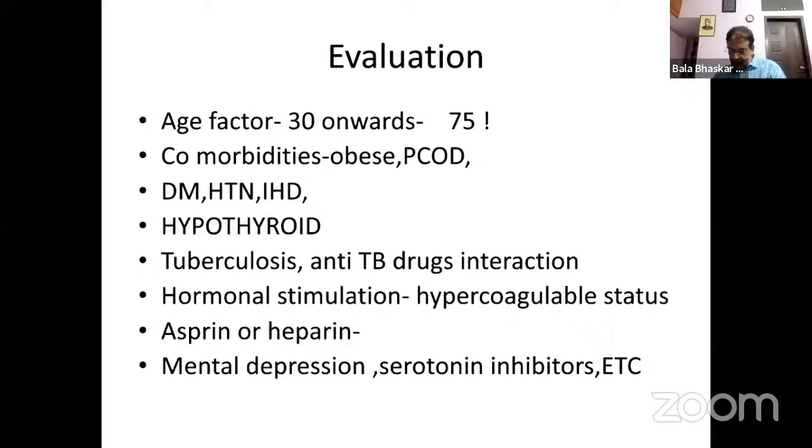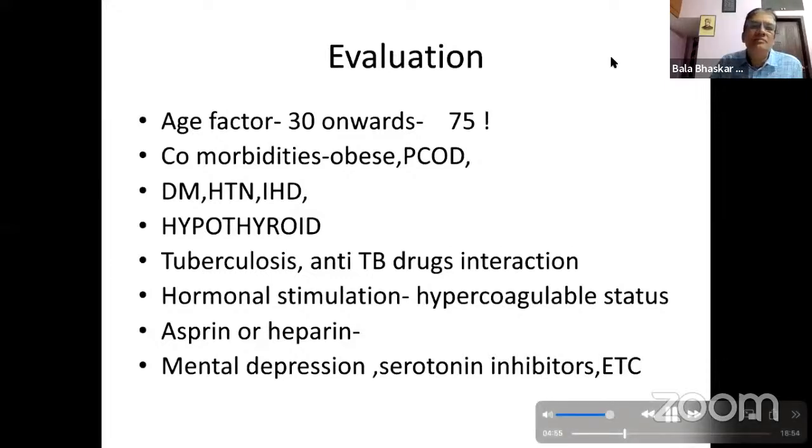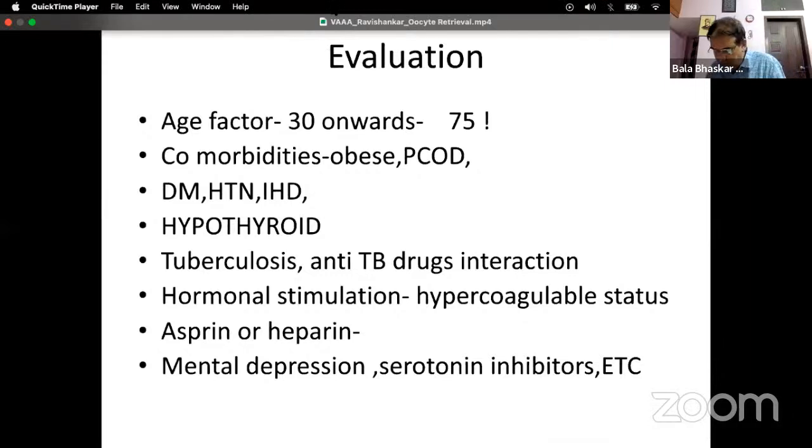Tuberculosis, a common disease in India, is a cause for fallopian tube blocks. They may be on anti-tubercular drugs. We should know the interactions of anti-tubercular drugs. For example, streptomycin prolongs the action of non-depolarizing relaxants.